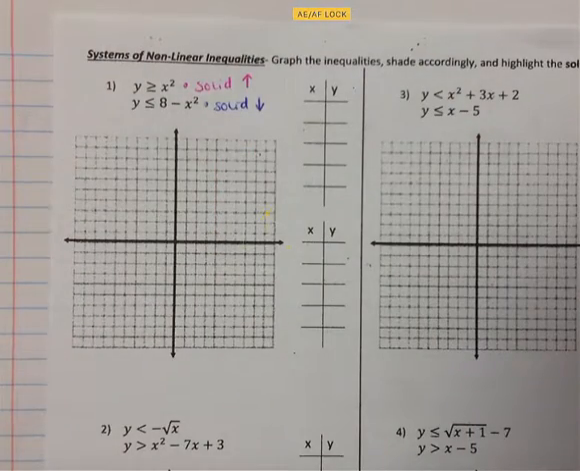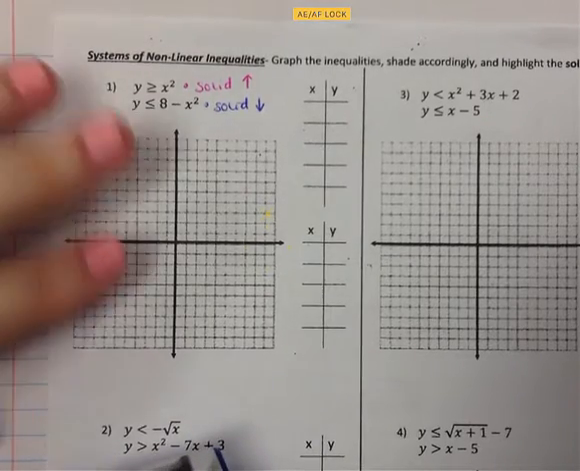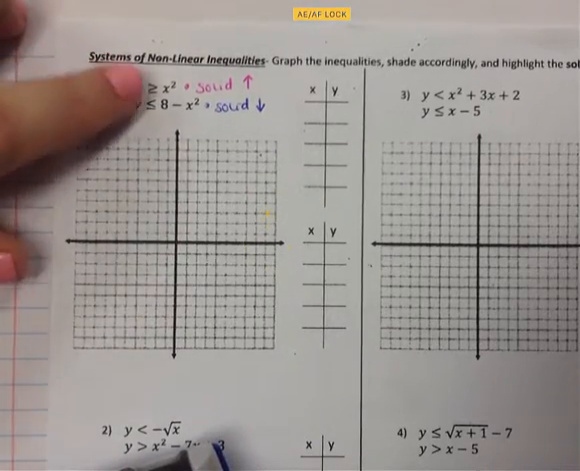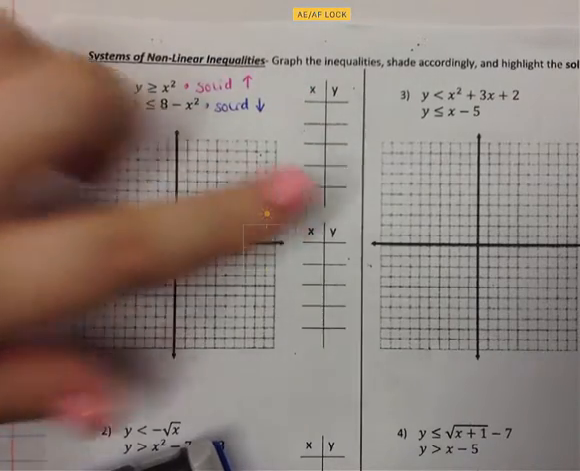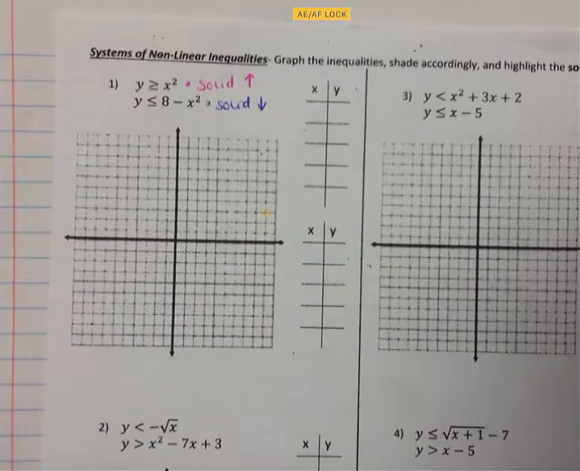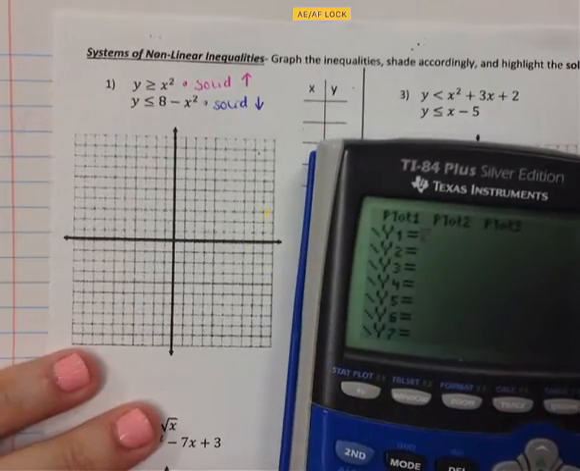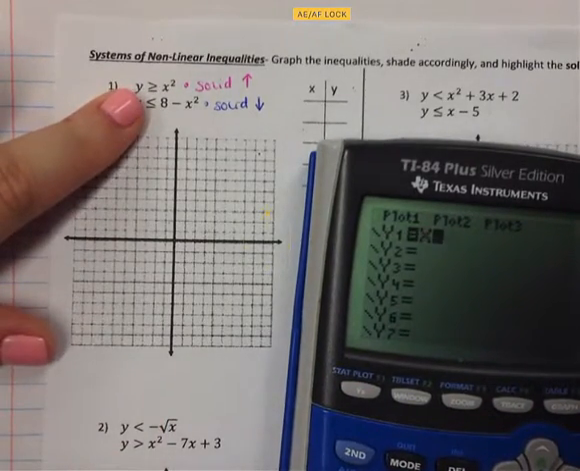So what I'm going to do is go into my table and graph these. I'm going to graph this first one and write out the list of points. Then I'll do the same thing with my blue and list out points. So I'm going to go to my y equals and type in x squared.